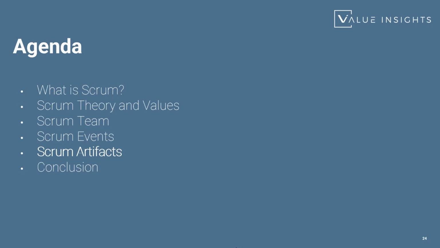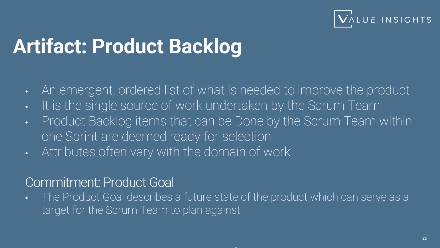Okay, now we have gone already through the Scrum team, the Scrum events, and we'll now go into the Scrum artifacts, and there are 3 of them. So the first one and most important, you already heard about it, the product backlog, which is your wish list of the product, where you have all the requirements from various stakeholders inside your product backlog.